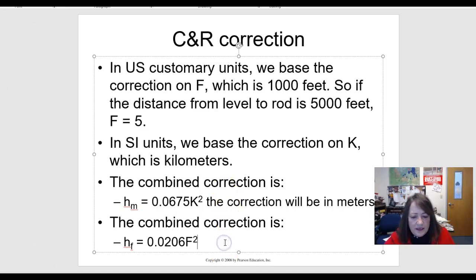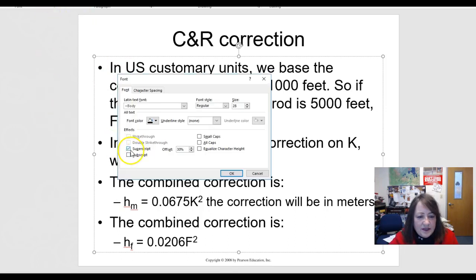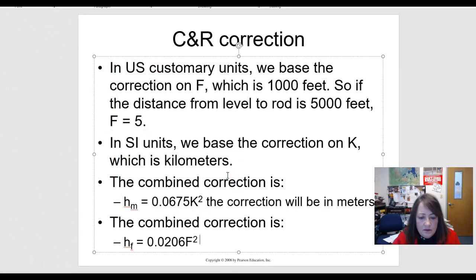And if we're using US customary units, we take the number of thousands of feet, in other words the number of feet divided by 1,000. We square that number, and then multiply it by 0.0206, and that will give us h sub f. The correction here will be in feet.